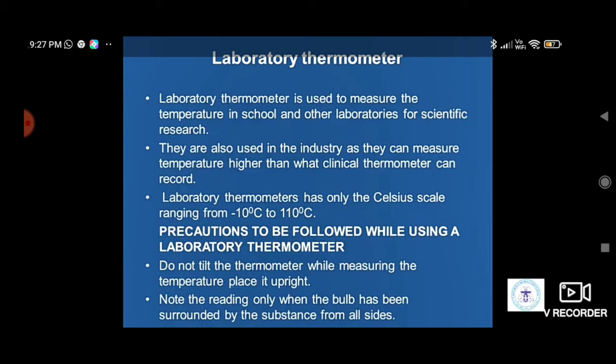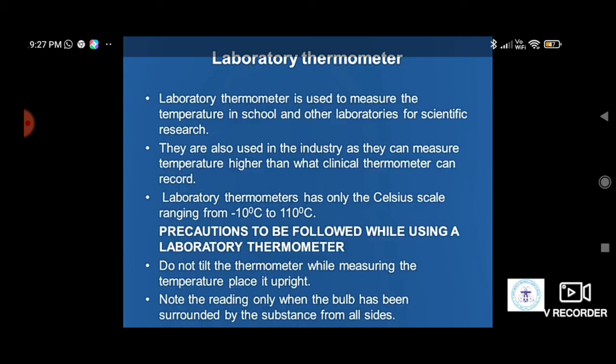So now let's look at a clinical thermometer. Now, the laboratory thermometer. How to use the laboratory thermometer? The laboratory thermometer is used to measure the temperature in schools and other laboratories for scientific research.